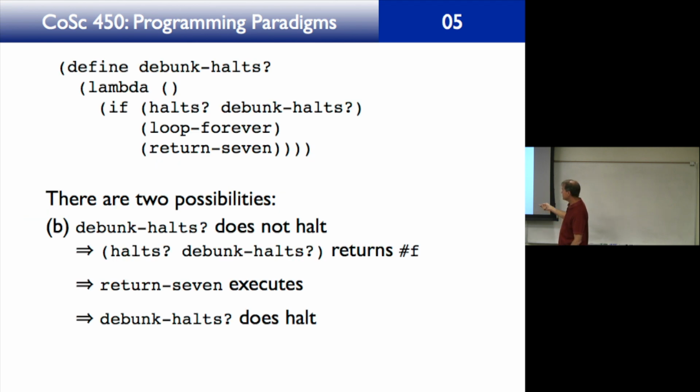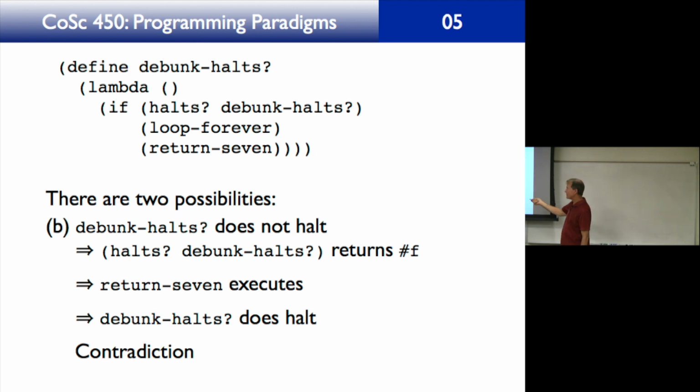All right, so let's go back to B here. If you've written halts correctly, it will detect that this... I mean, if debunk halts does not halt, it will detect that this does not halt, but then it will execute return 7, and after return 7 executes, there's nothing more to do, and debunk halts does halt. Is this convincing? That also is a contradiction.